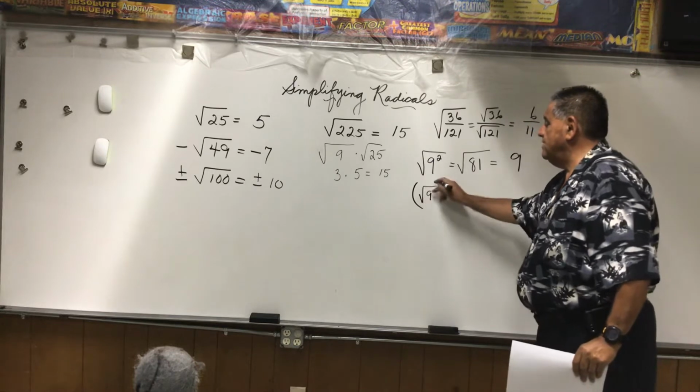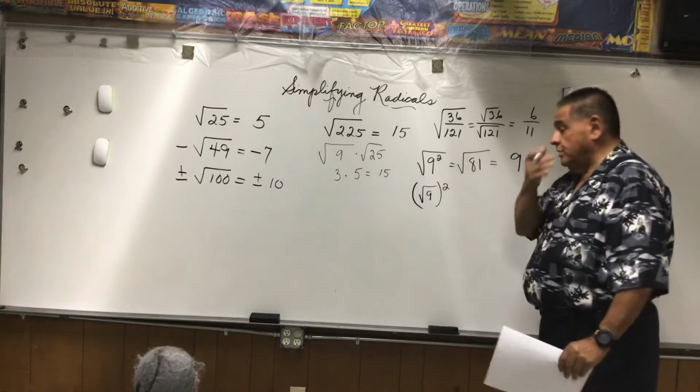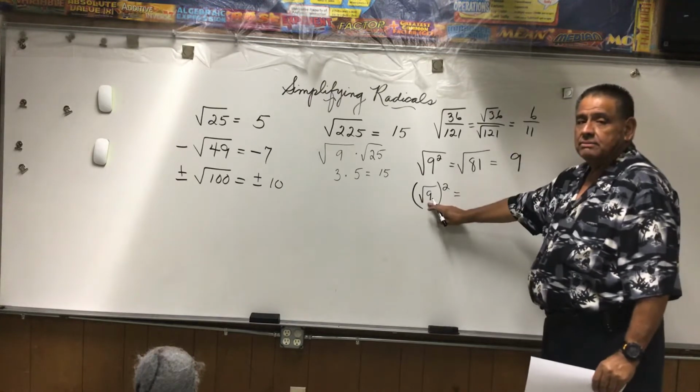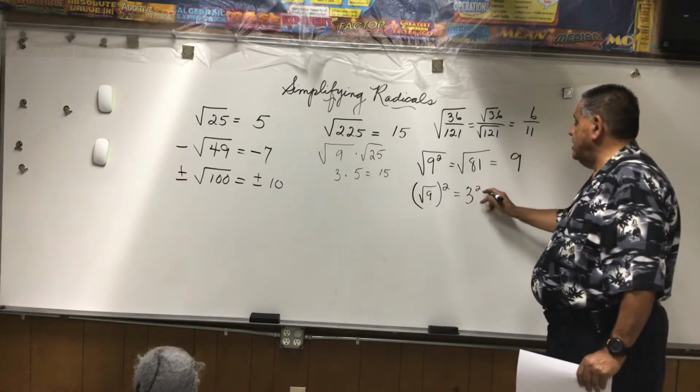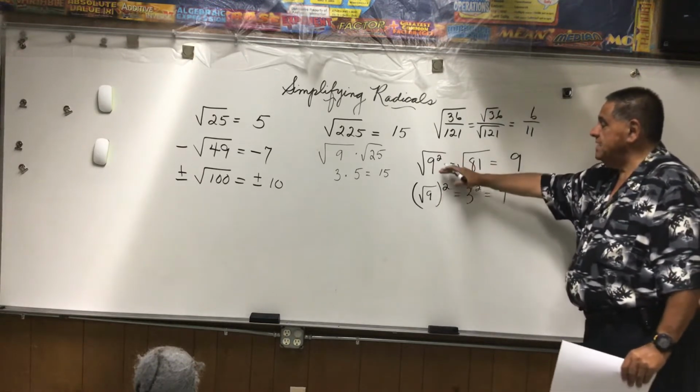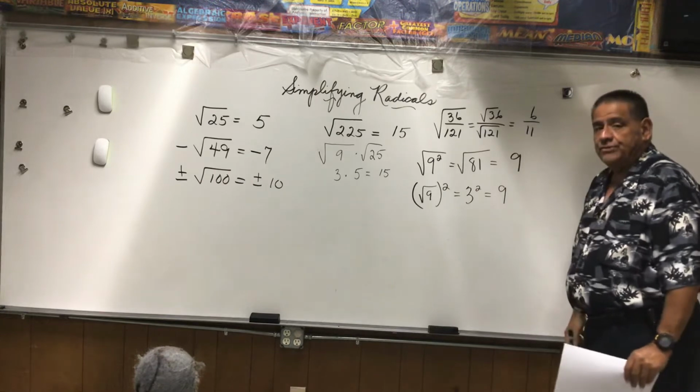The square root of 9 quantity squared. We could put that on the outside. Well, again, what's the square root of 9? 3. If we square 3, we get 9. Notice, they mean the same thing, solving them in different ways.